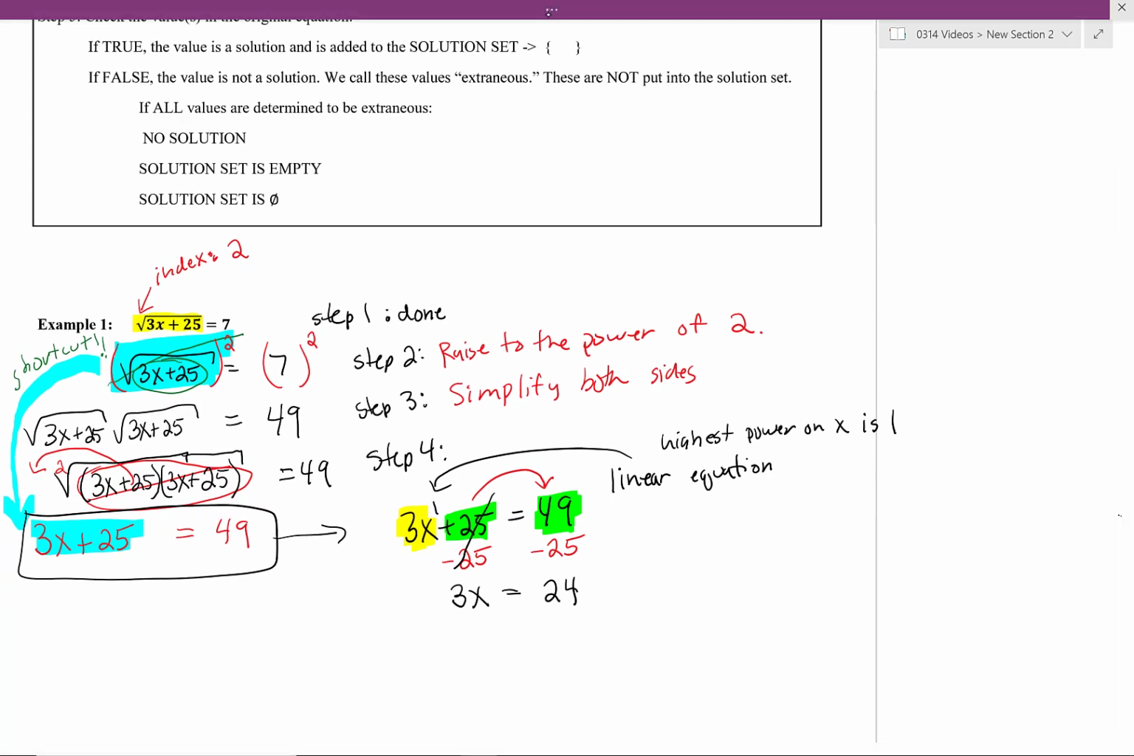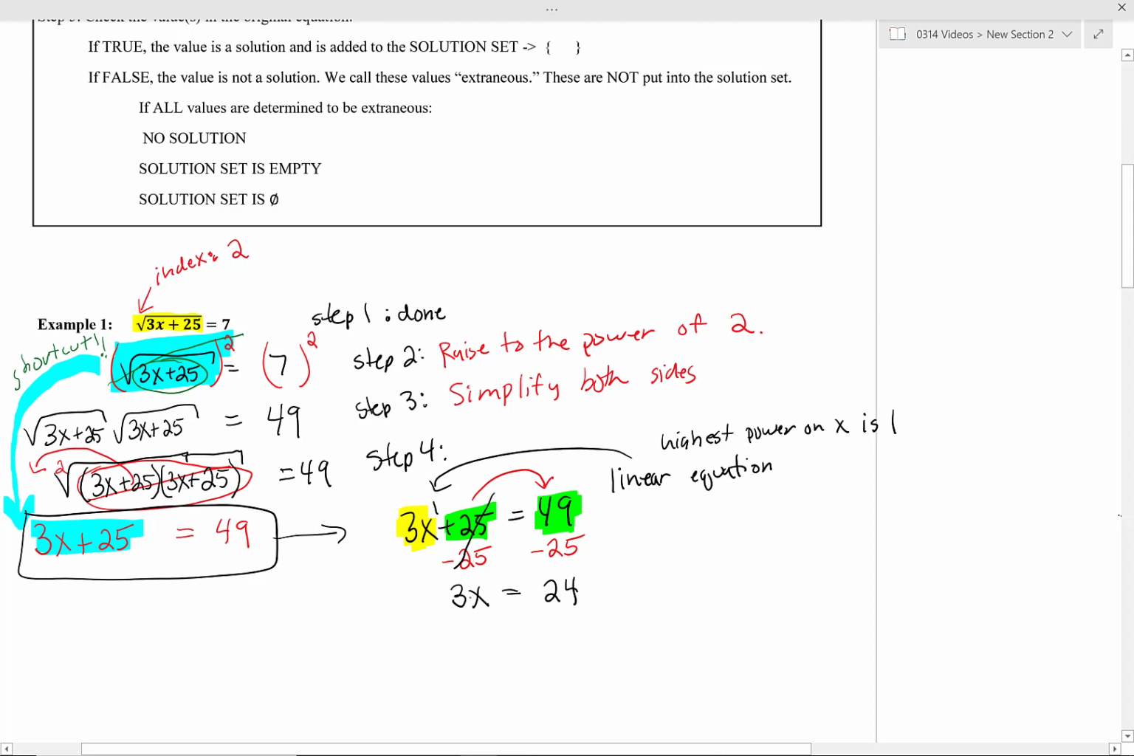Okay, we're going to keep solving for x. So we have 3 times x. We're going to divide both sides by 3. So we're going to do the opposite of 3 times x. We're going to do divided by 3. So 3 divided by itself gives me a positive 1. 1 times x is x. 24 divided by 3, that's a positive 8.